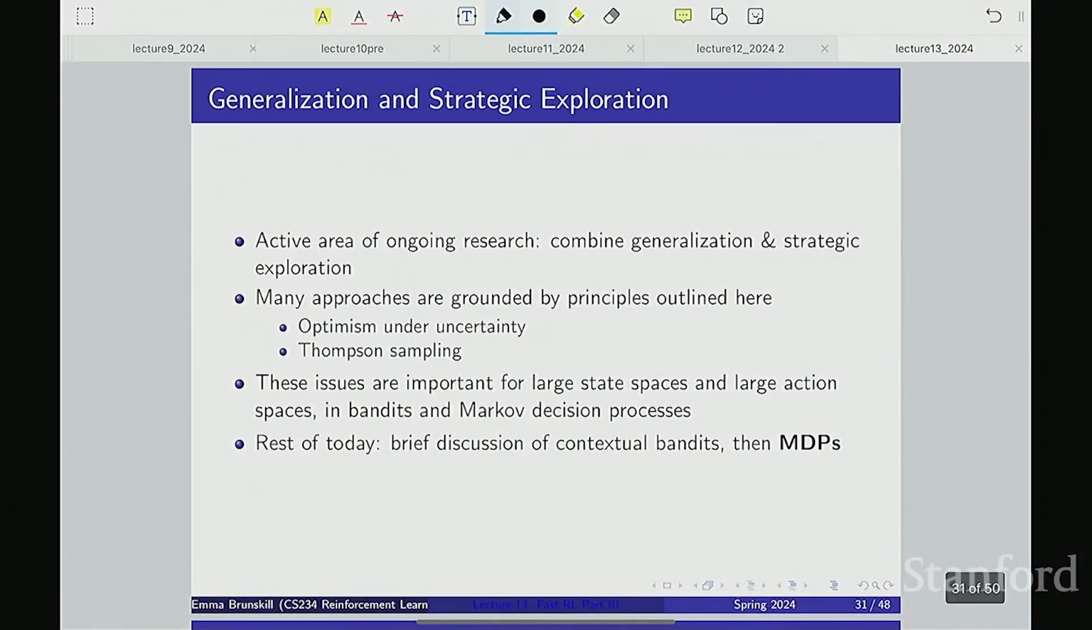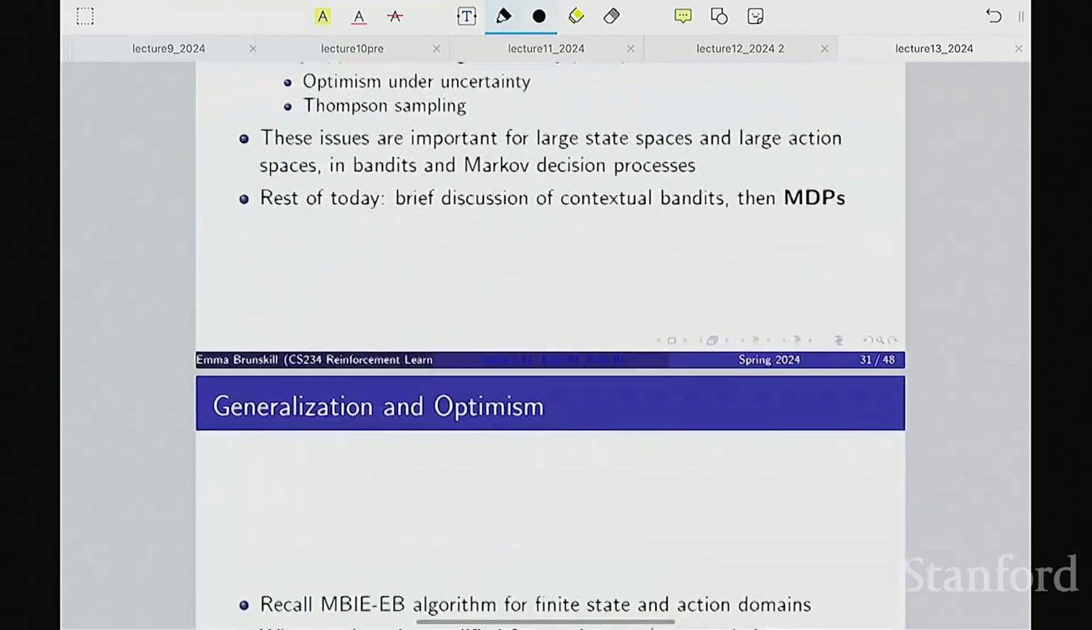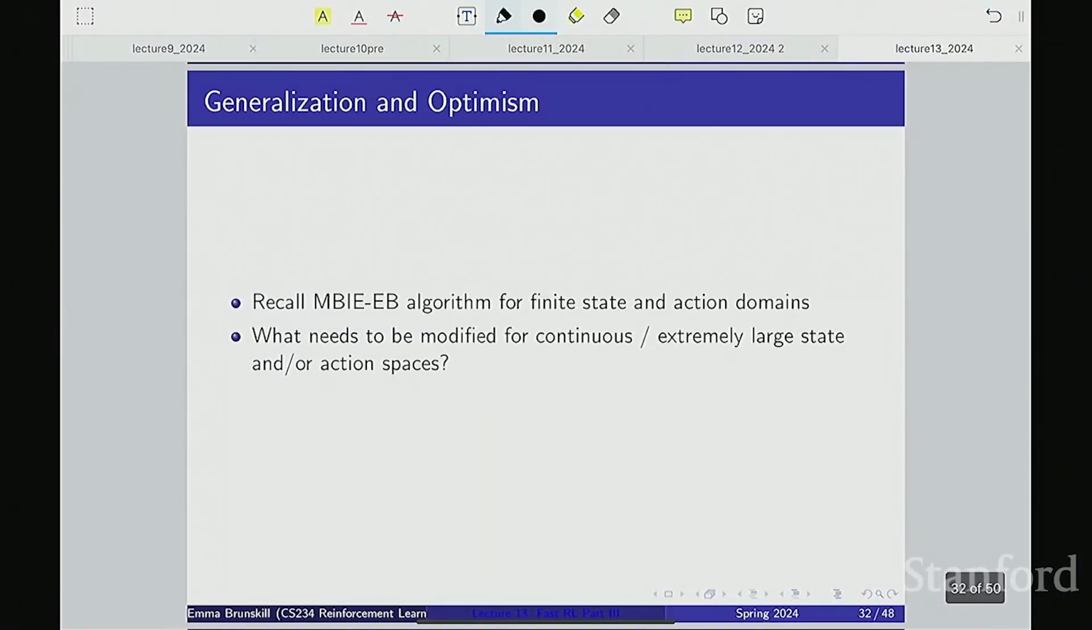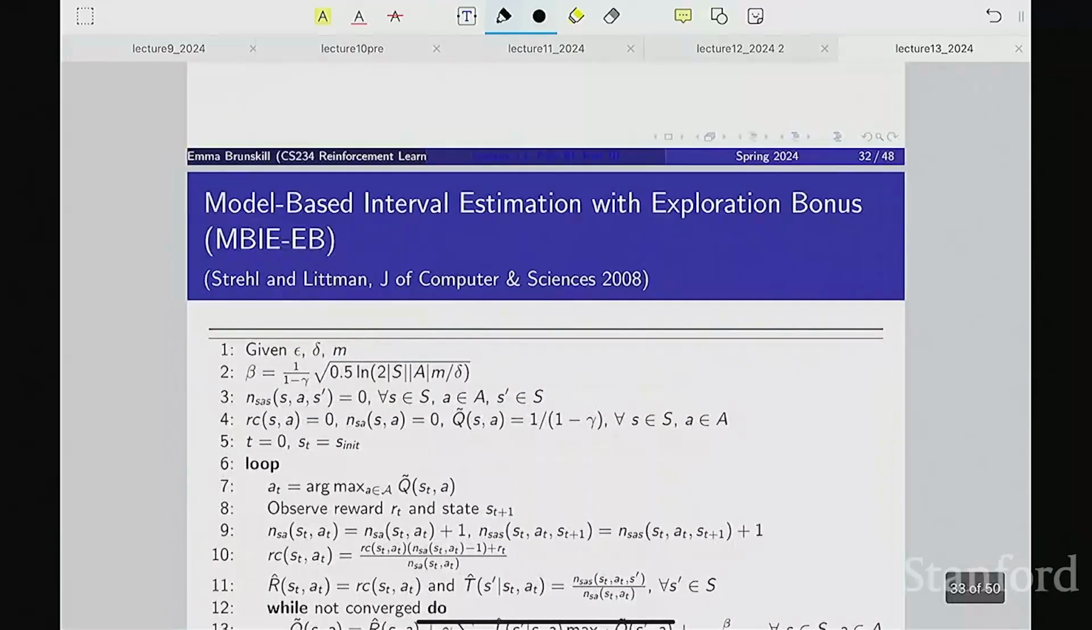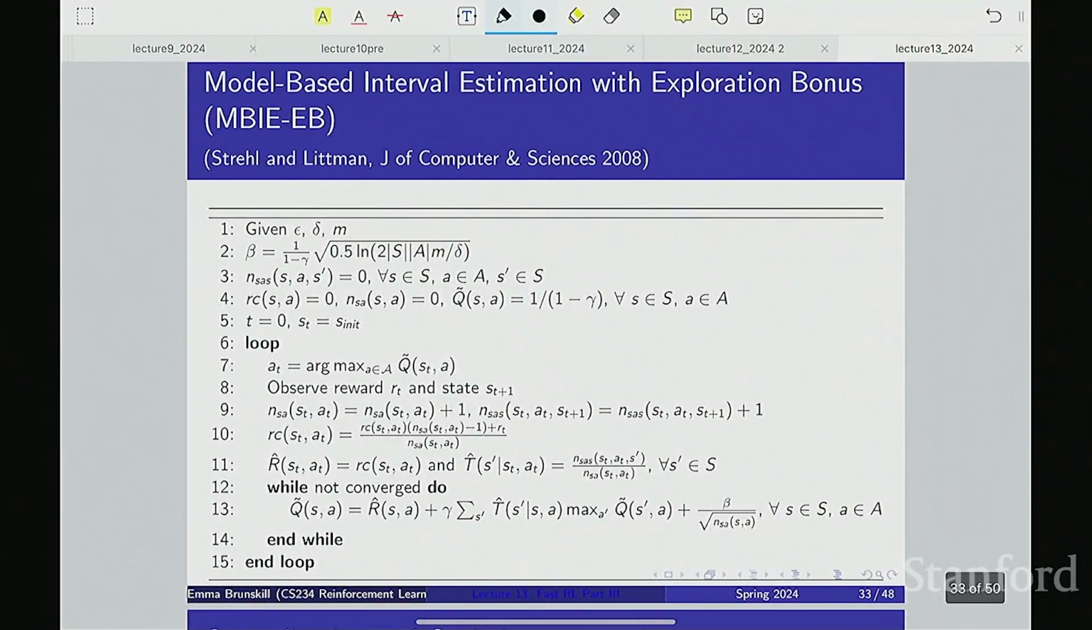We'll now talk briefly about how you might do this for Markov decision processes. Okay, so if we think back to the MBIE-EB algorithm for finite state and actions, we have to modify a few things. If we think about this, we were keeping track of counts. And we were building a model separately for every state and action. So this count-based term here that we're using as a bonus, we've already seen how we might be able to do Q functions with deep neural networks, but the big problem here is the count-based bonus.